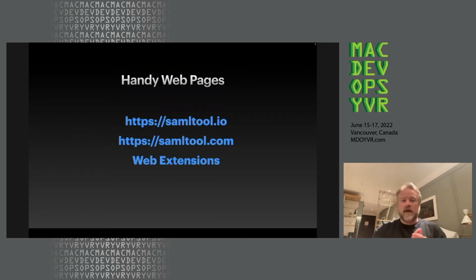Handy web pages. When you do need to do some work with SAML and do some of that functionality, samltool.io, I believe that's from Auth0, will decode all of those assertions. So it'll break down the base64, turn it into usable XML for you, and then also validate signatures and things like that. Also, samltool.com. That, I believe, is hosted by OneLogin. Also another good set of tools. Pretty much does the same thing as samltool.io.